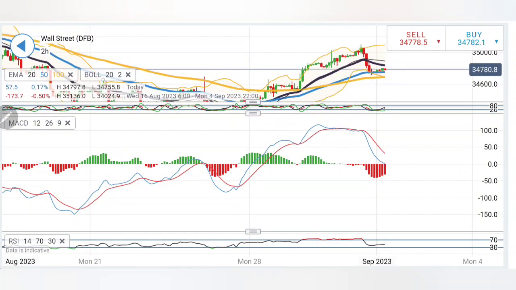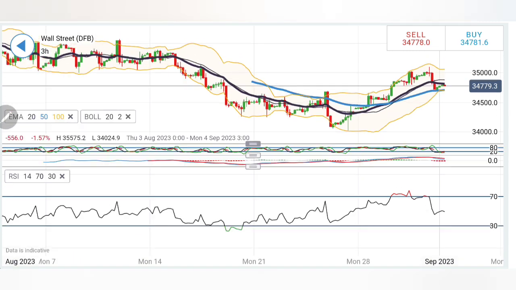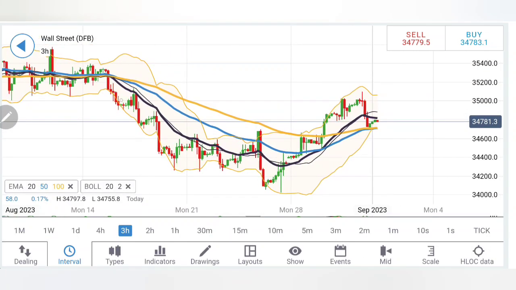Stochastic rising from the bottom. MACD is still trying to converge. It is trading bearish. It can possibly converge, crossover. RSI flat. Coming to 3-hour charts, similar observation here.